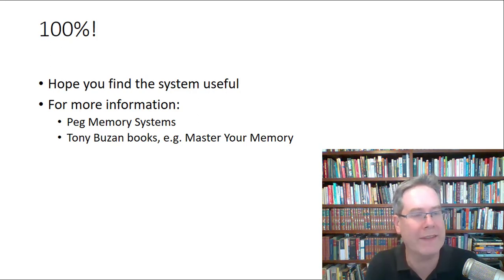Now, I hope you find this PEG system useful. There's a lot more information out there if you're looking for information about PEG systems. This is called the number PEG system. There are countless others out there, including alphabet systems and master memory systems. If you're interested in it, there's a lot of free information out there via Google. Just Google PEG memory systems. I first heard about PEG systems, I think, back in junior high school, but since then they've been popularized by a number of people, including Tony Buzan, and he's got some great books, including Master Your Memory.